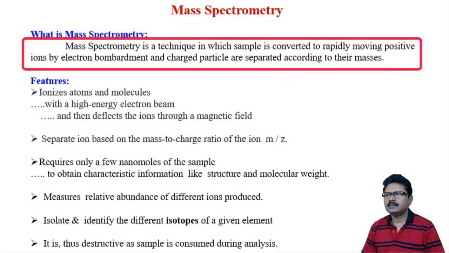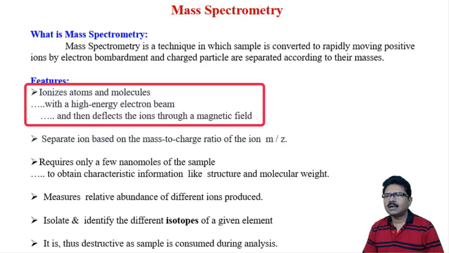Mass spectrometry is a technique in which a sample is converted to rapidly moving positive ions by electron bombardment, and the charged particles are separated according to their masses. Here, the element is normally bombarded with a high energy electron. When the electron strikes the element, the element will be ionized. These ions are normally called parent ions. These parent ions are not stable. They will again produce some fragmented ions, which are normally called fragment ions or daughter ions. All these ions are detected by the detector, and ultimately the detector gives the output with respect to their masses.